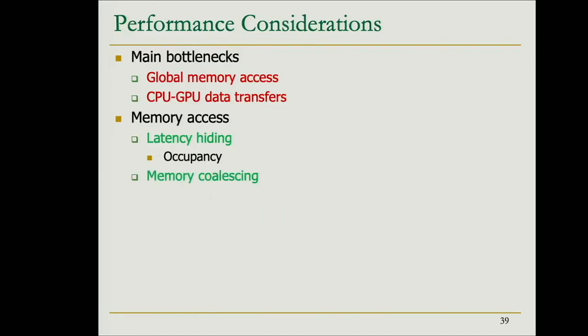So we will first talk about the concept of occupancy, which is very important for the latency hiding mechanism that the GPU has. This latency hiding mechanism is based on the fine-grained multithreaded architecture that the GPU has. And then also an important consideration is how we access the memory. We need to have coalesced memory accesses. We will see what this means. And then we will also see how to use the shared memory that we have.